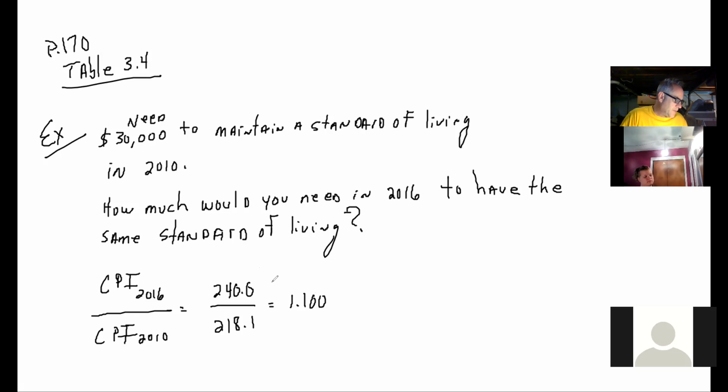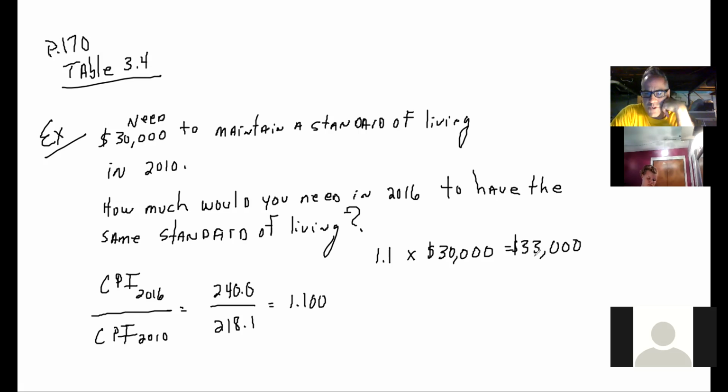All right, so how much more would I need then? All I need to do is multiply 1.1 by what I needed in 2010, $30,000. Multiply that by 1.1, and that's going to give me $33,000. Okay, so I could conclude that to have exactly the same standard of living, buying exactly the same foods and services as I was in 2010, in 2016 I would need $3,000 more. Right, any questions on that?